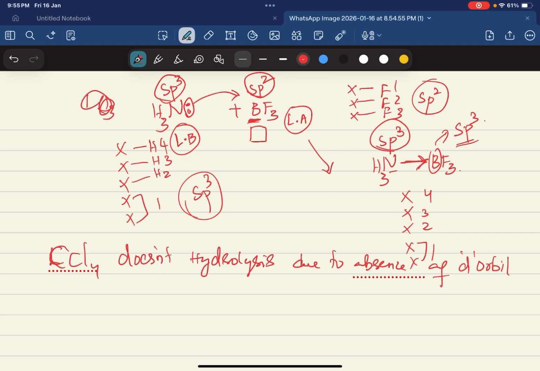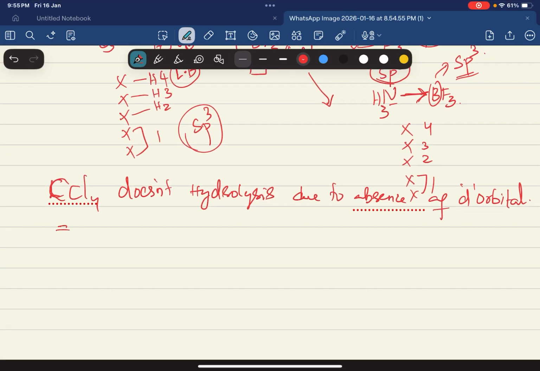So hydrolysis happens with empty orbitals because it is an example of nucleophilic substitution reaction. So as d orbitals increase, the hydrolysis process will increase. And the Lewis acidic nature of BX3, we already discussed this point. So BF3 < BCl3 < BBr3 < BI3.